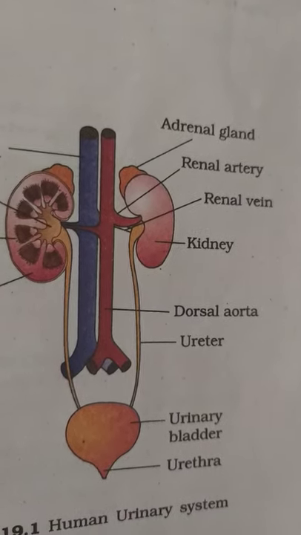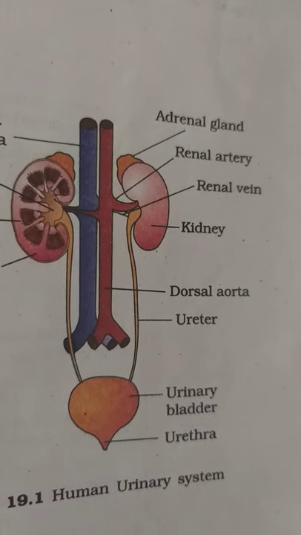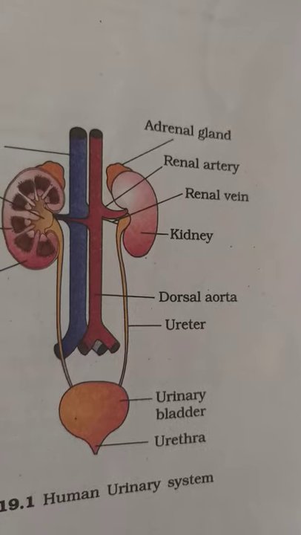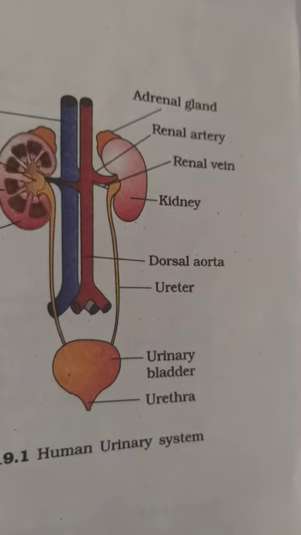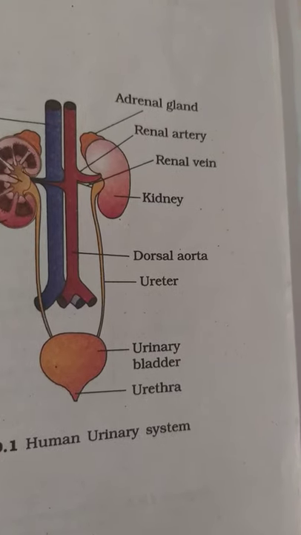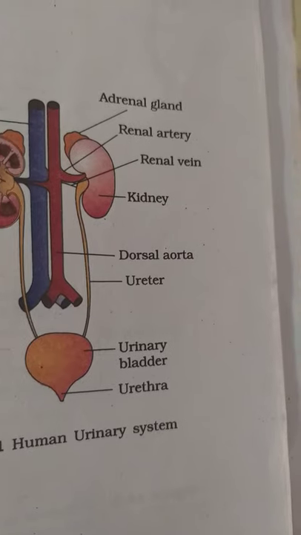Now you see there is one gland known as the adrenal gland. Then for blood circulation, we have the renal artery that brings the blood rich in metabolic waste and all. The renal vein carries the blood away, and the renal artery is also there.